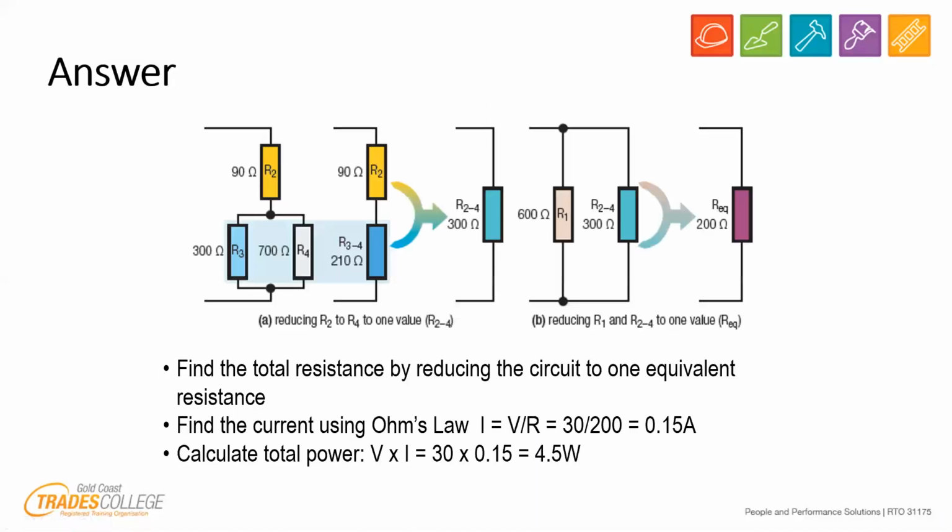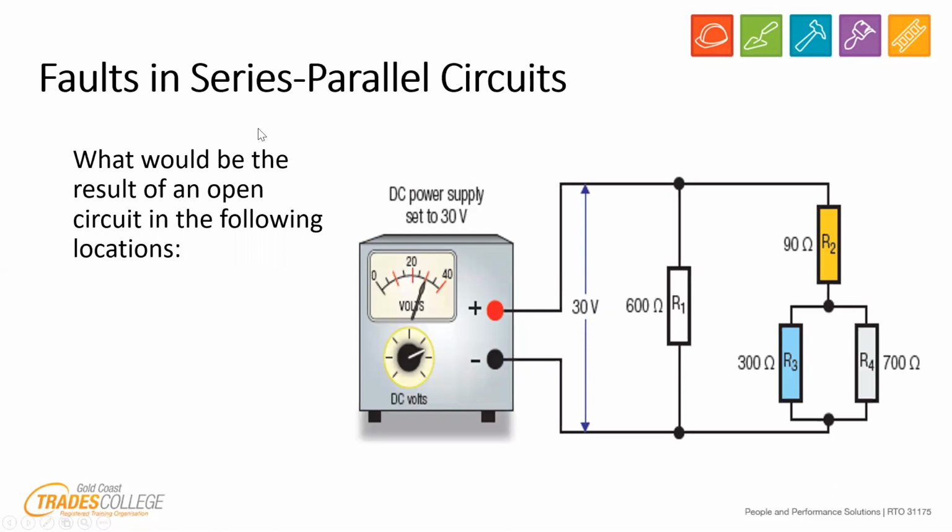Let's go back actually to that one. All right. So just a bit of a visual here. What would happen if we had an open circuit in the following locations? So there's an example of a series parallel circuit, and you're going to have point 1, which is there. Now, if you get an open circuit there, current cannot flow through it, which means the entire circuit is going to be switched off.